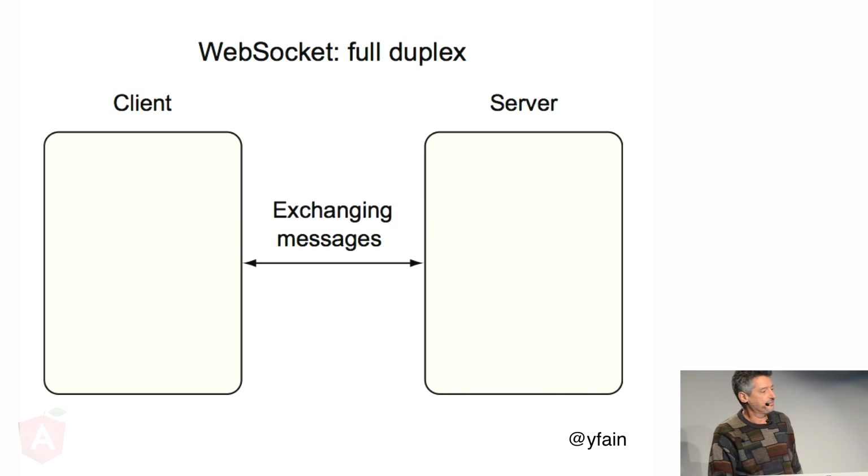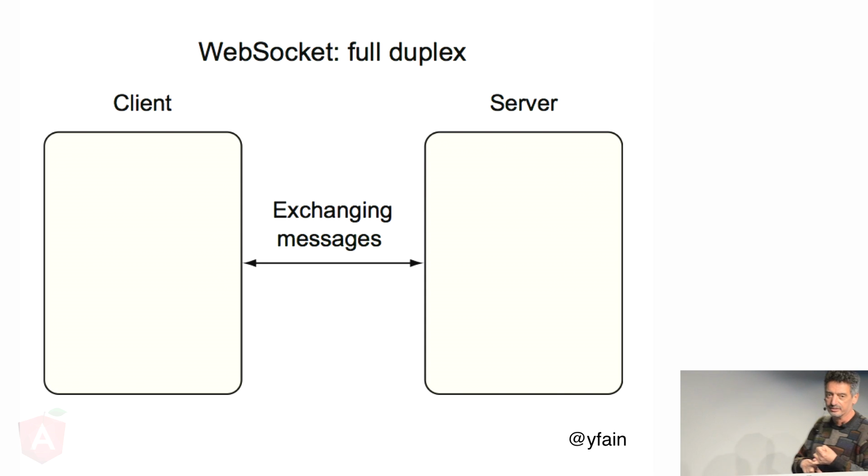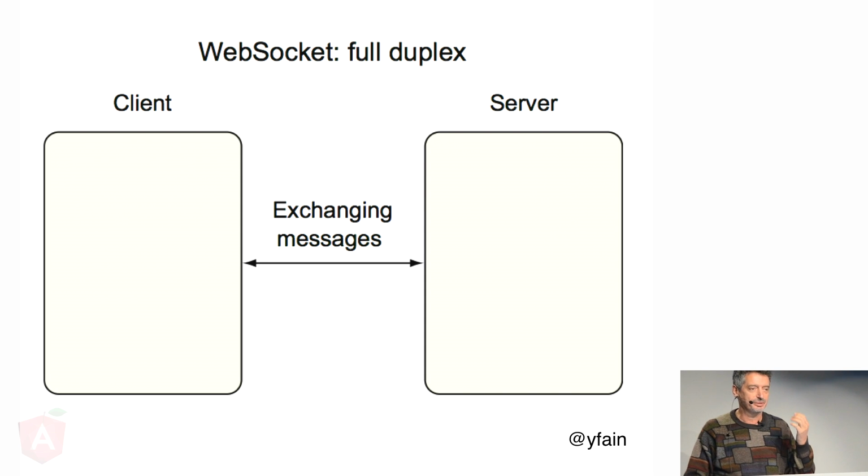WebSockets, on the other hand, are full duplex. It means we have one connection, and these cars can travel back and forth at the same time. No overhead, literally, 2 bytes. You want to send 3 bytes, the whole frame will be 5 bytes. That's it. So really, really fast.